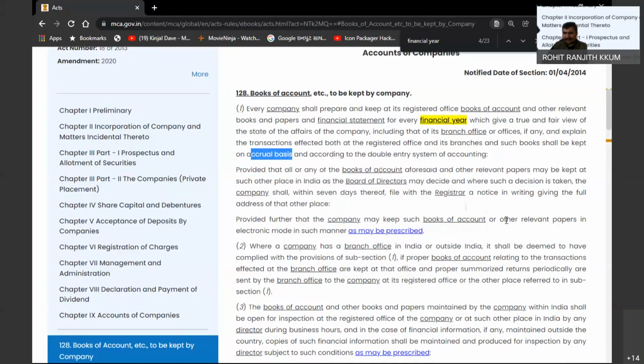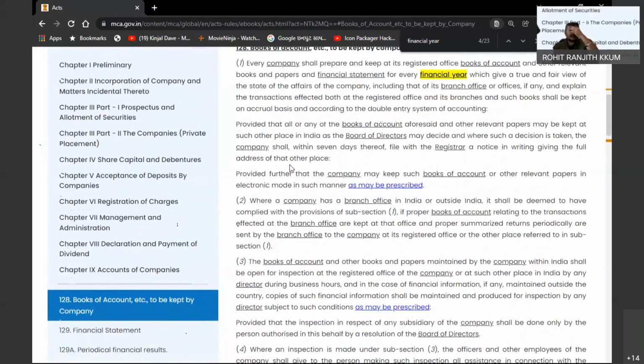वो डॉक्टर वाला क्वेश्चन किया था, राइट? Hospital wants to maintain on cash basis, allowed or not allowed? Not allowed. Why? Section 128 subsection 1 clearly denies that. It should be only the double entry system, single entry is not allowed. Further it says that provided that all or any of the books of account aforesaid and other relevant papers may be kept at such other place in India as the board of directors may decide. Where such a decision is taken, the company shall within 7 days thereof file with the registrar a notice in writing giving the full address of that other place.